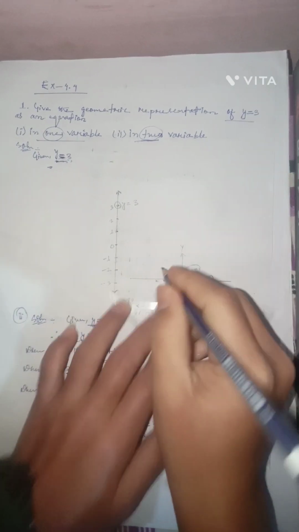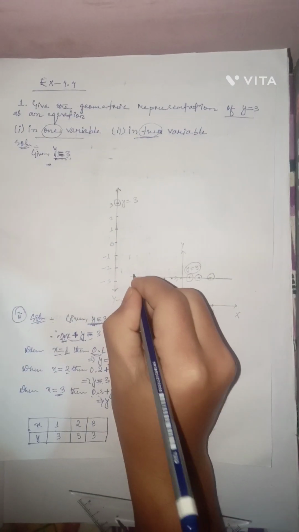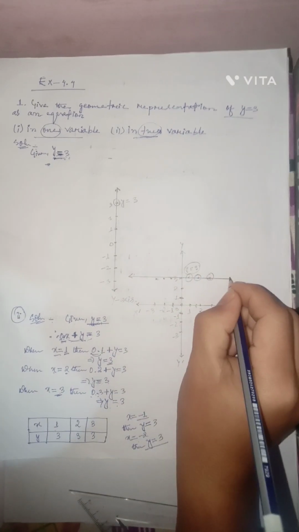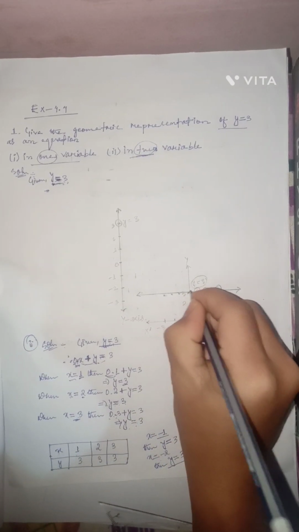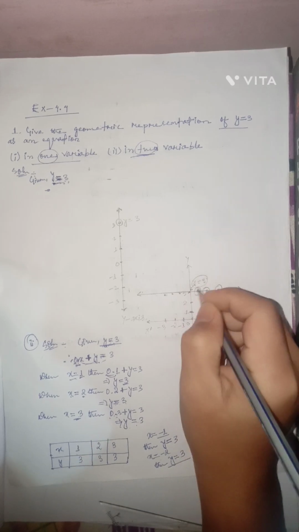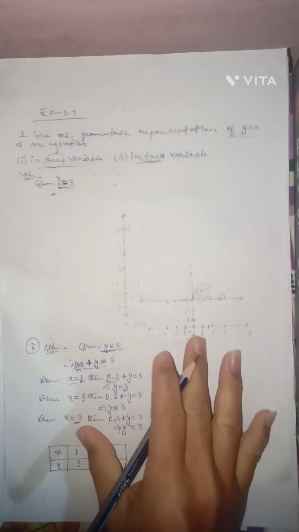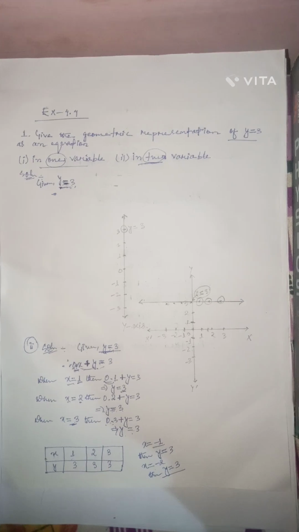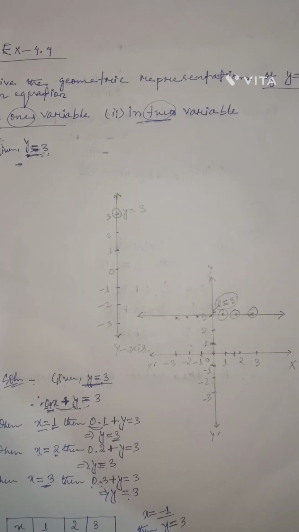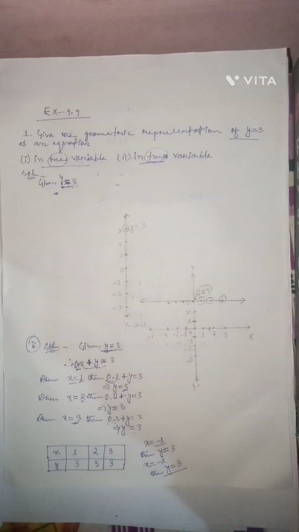Now let me join all these points. If you join all these points, then you will get this line, which is parallel to this. Now this is the line where y is equal to 3. This is the way of representing y equal to 3 in two variables. Is it clear to all of you guys?